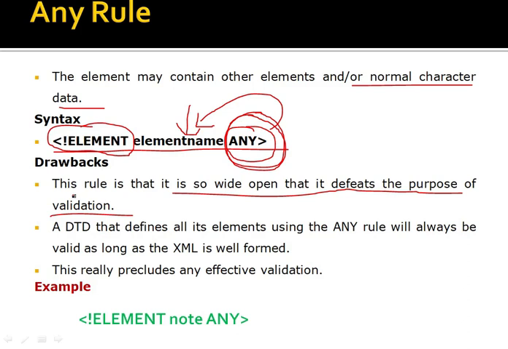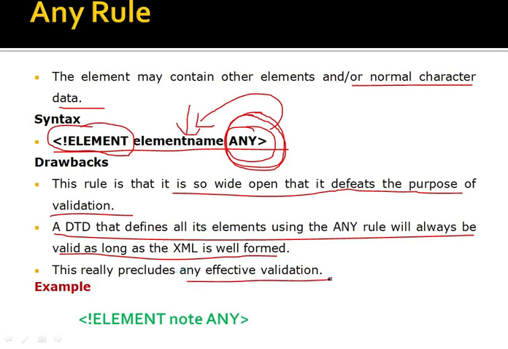So when you say the XML element can take any data, that defeats the purpose. It violates the rule. Anyway, a DTD that defines all elements using the ANY rule will always be valid as long as the XML is well formed. This really prevents any effective validation. So when you put ANY, we are not bothered about the validation. The element accepts any data.